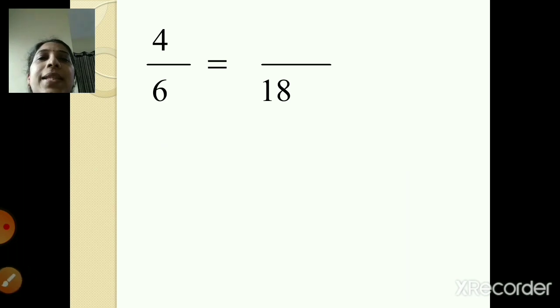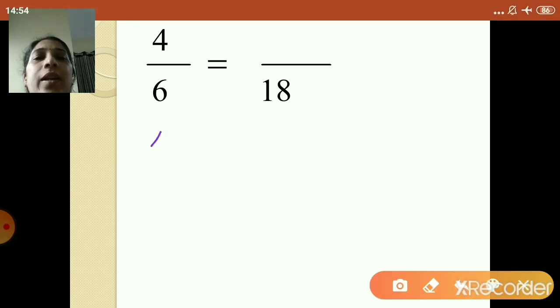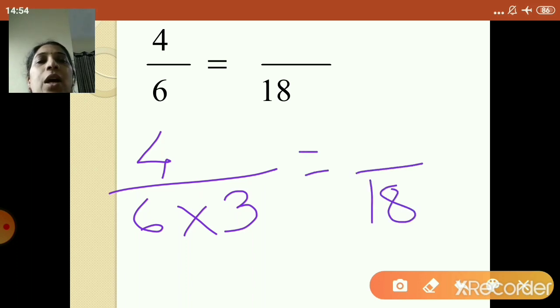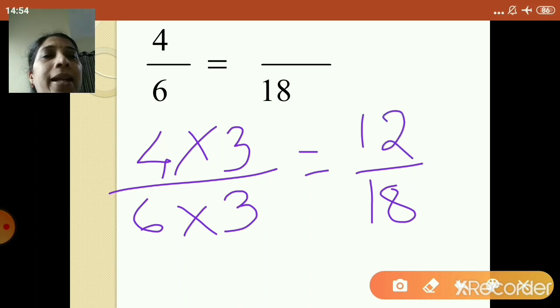4 upon 6 is equal to box upon 18. Now again 18, when you divide by 6, what answer do you get? 6 how much is 18? 6 3s are 18. So what we'll do again? We'll write 4 upon 6. So 6 into 3 is 18. So I will write 18 over here. Now numerator it is 4. So I will multiply by 3 only, right? So 4 3s are 12. So I'll write 12 upon 18. So 4 upon 6 is equal to 12 upon 18.